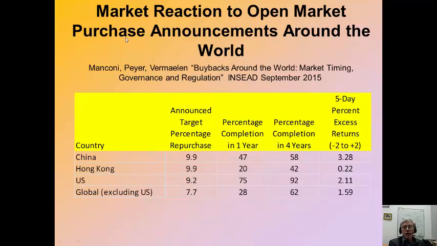Open market repurchase announcements lead to excess returns around the announcement date. The researchers used an event window of -2 days to +2 days. Reaction to the open market purchase announcements ranges from 0.22% in Hong Kong up to 3.28% in China. So throughout, there is a significant and positive reaction to open market purchase announcements around the world.